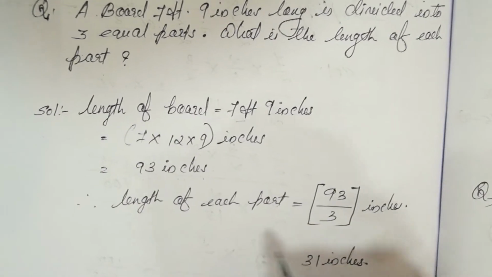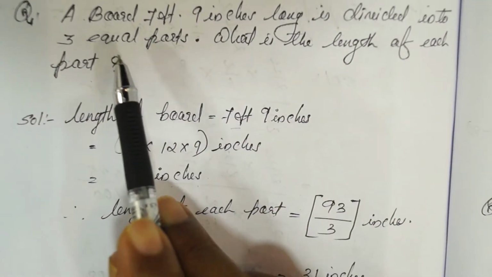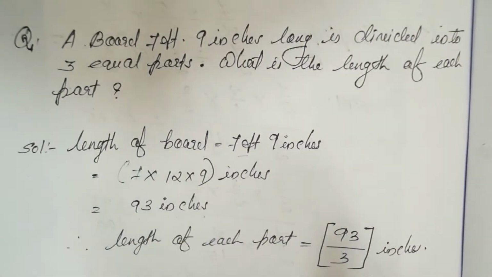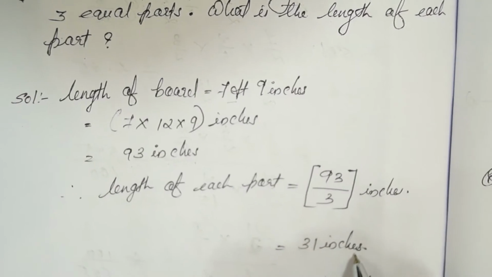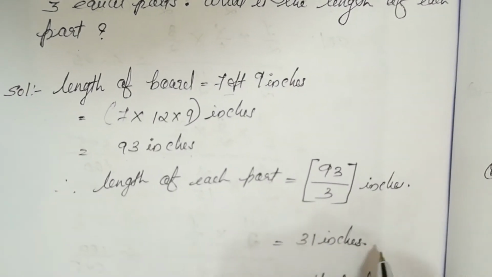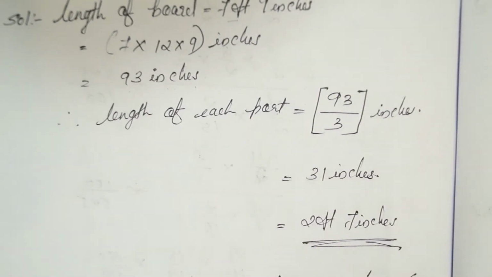So the length of each part is equal to, because it's already told as 3 equal parts, 93 divided by 3 inches, which is 31 inches. When we change the inches into feet, it will be 2 feet and 7 inches.